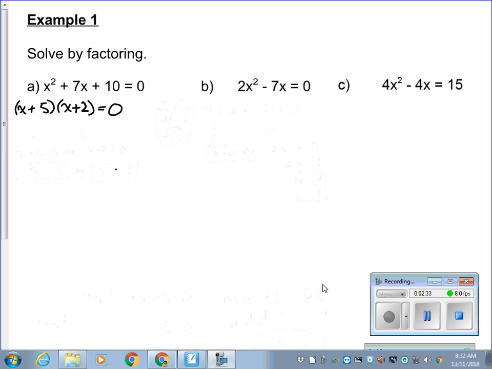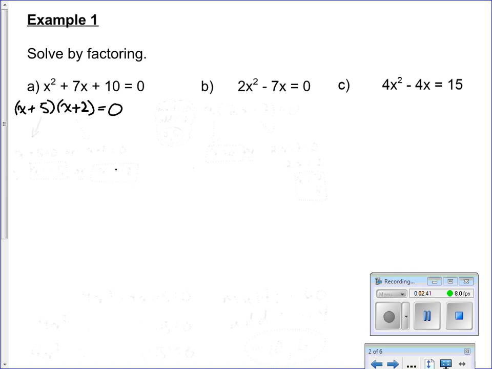So what this leads us to is either x plus 5 is equal to 0 or x plus 2 is equal to 0, using the 0 multiplication rule, because anything times 0 is 0, right? So we have x plus 5 equals 0 or x plus 2 equals 0. When we solve for x in both equations, we end up with x equal to -5 or x equal to -2.